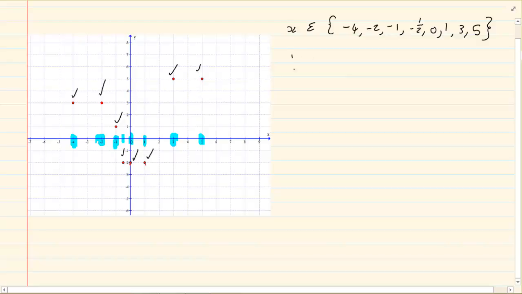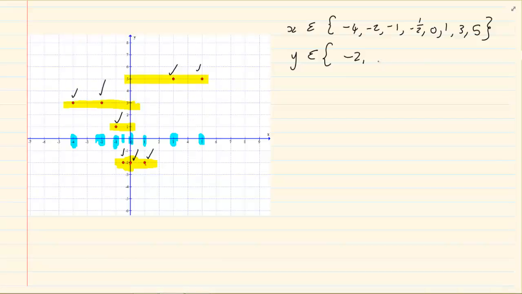Now what is y an element of? Y is an element of, the lowest is minus 2. Can you see those are on the minus 2 line? Then we have a point on 1, and then we have a point on 3. 5 is a point. So it's minus 2, 1, 3, and 5. Those are the only points that y is on. So the domain would be as follows, and the range would be as follows.